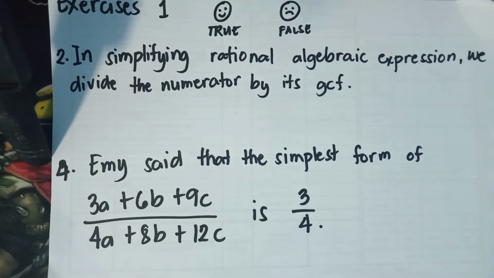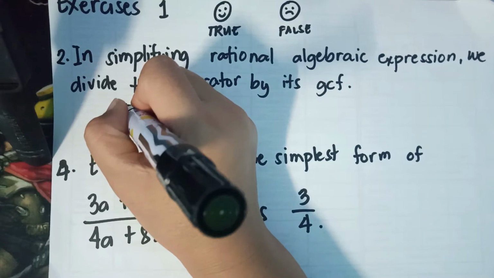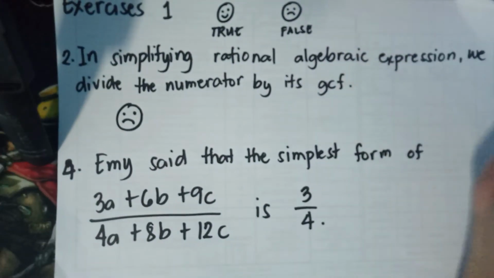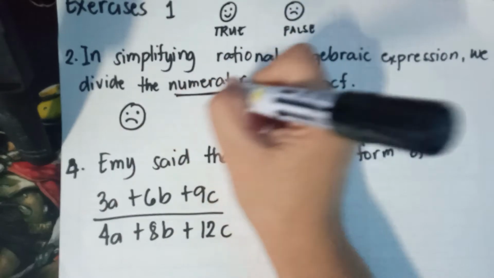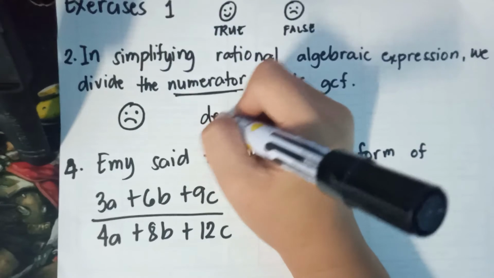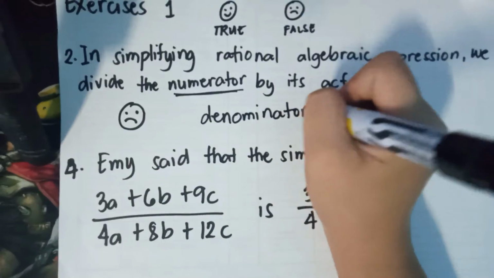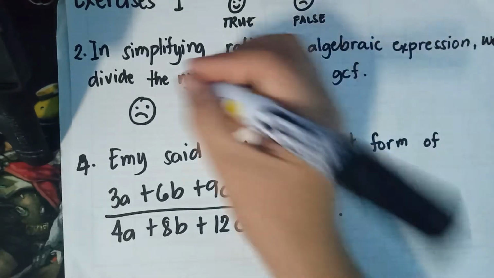We will now answer exercises number 1. Your answer can be true, that is a smiley, and a sad face if that is false. Number 1, in simplifying rational algebraic expressions, we will divide the numerator by its GCF. Actually, the answer is a sad face. Why a sad face? Of course, class, you will not divide only the numerator. Also divide the denominator to simplify rational algebraic expressions.